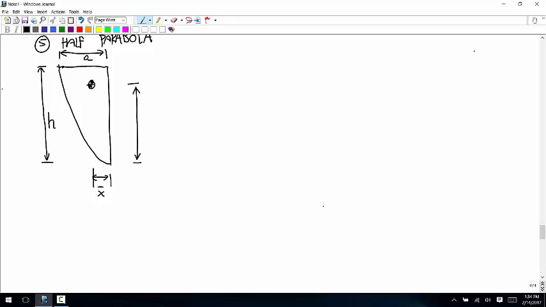Then x bar is 3a over 8. Y bar is 3h over 5. And the area is 2ah over 3. It's half of the other area. Any questions about any of those?